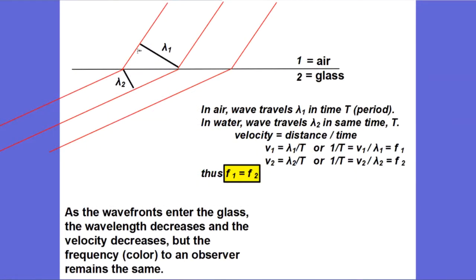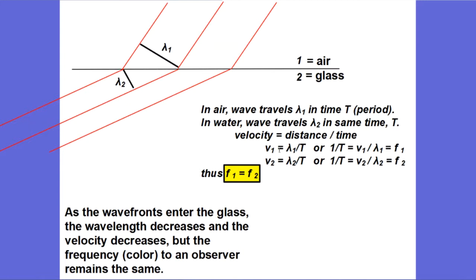So here you see as the light enters the new medium, in this case glass, the wavelength, or the distance between the wavefronts, becomes less. So lambda 2 here is less than lambda 1. We also know that the velocity of the wave has decreased because it entered the new medium. Remember, that's the reason why the wave changed directions in the first place. So the velocity is less and the wavelength is less.